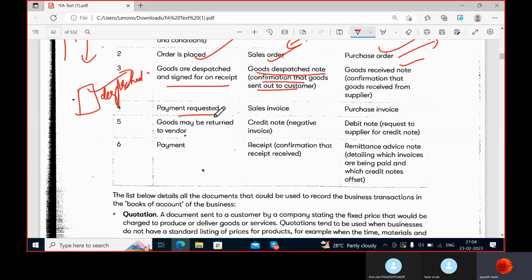Or if you are doing a counter sale, you'll ask your customers to make the payments. So payment is requested. So sales invoice. When you sell the goods, you give the invoice to the customer, okay, and they have to make the payment. Purchase invoice, that means this is from your side. You are purchasing from the supplier, okay. So that guy will give you the invoice. You have to make the payments. Goods may be returned. See, this credit note and debit note has been discussed yesterday, and the payment at the end, if everything is done, the payment should be made, okay.